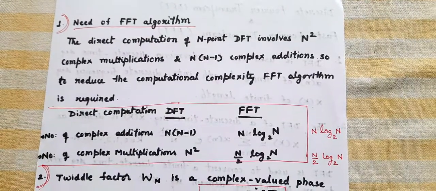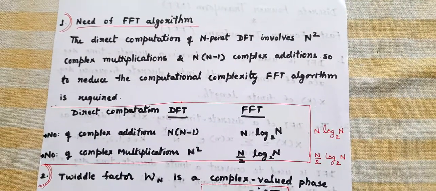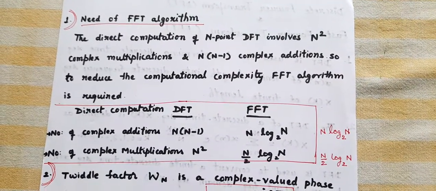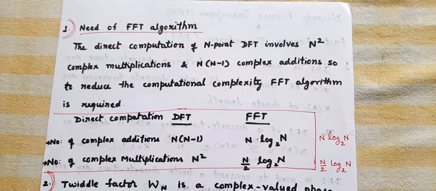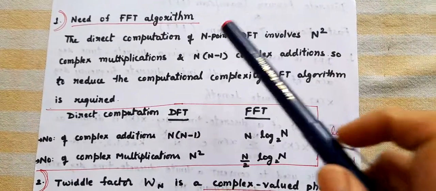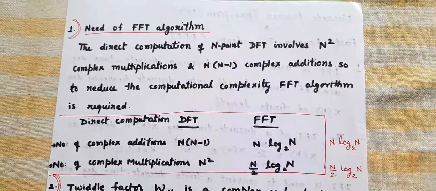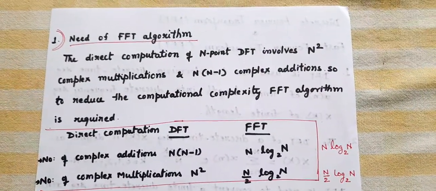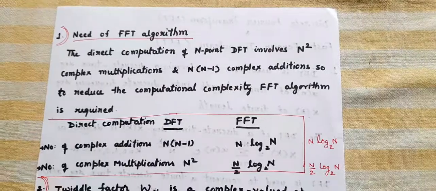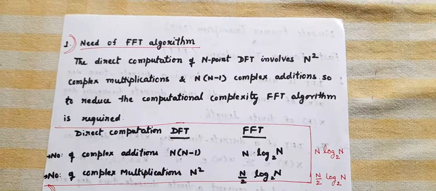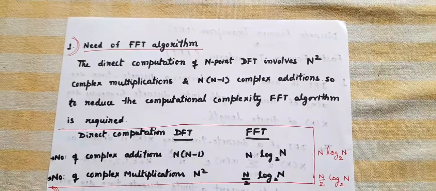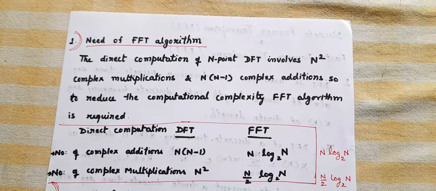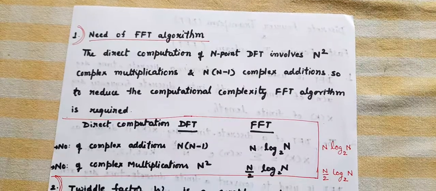The direct computation of n-point DFT involves n square complex multiplications and n minus 1 complex additions. To reduce the computational complexity, FFT algorithm is required. So need of FFT algorithm is to reduce the computational complexity of computation of DFTs.